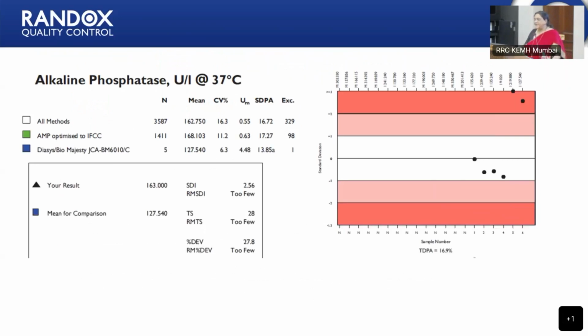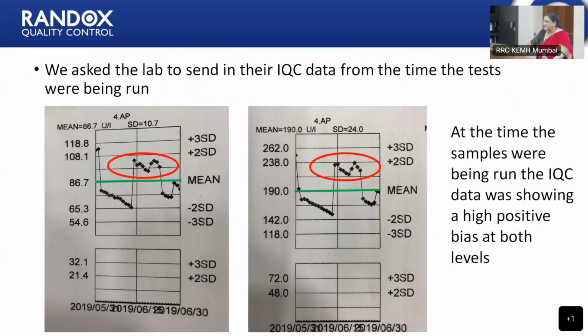The fourth scenario is for alkaline phosphatase. On the individual parameter page of alkaline phosphatase, the LJ graph shows the last two samples have gone much beyond the acceptable limit on the higher side. To understand the performance, we requested the laboratory to share their IQC data. When we studied the IQC data, it was identified that at the time the EQAS sample was run, their IQC was also showing this kind of positive bias.